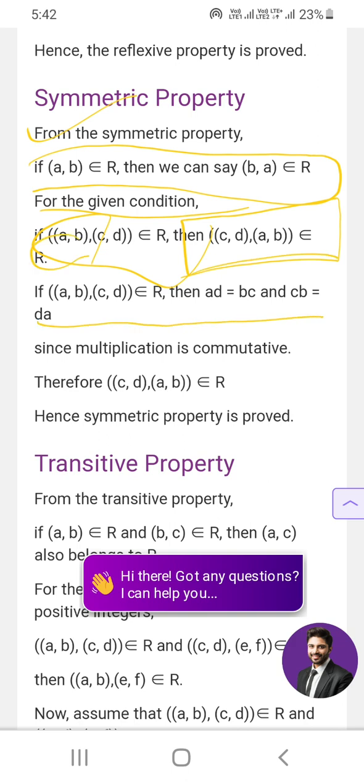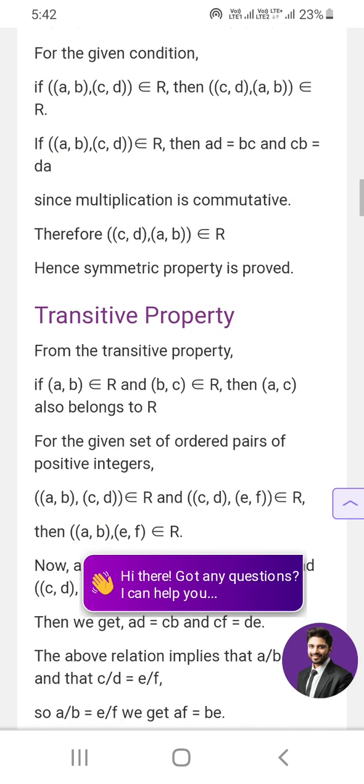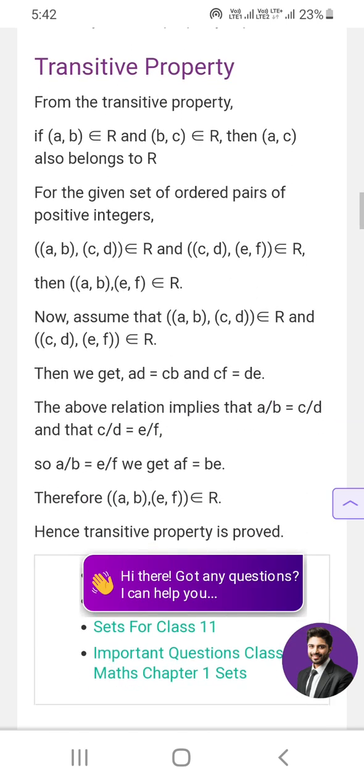If (a, b) and (c, d) belong to capital R, then ad = bc and cd = da. Since multiplication is commutative, we can swap the products, and therefore (c, d) and (a, b) belong to capital R. Hence the symmetry property is proved.